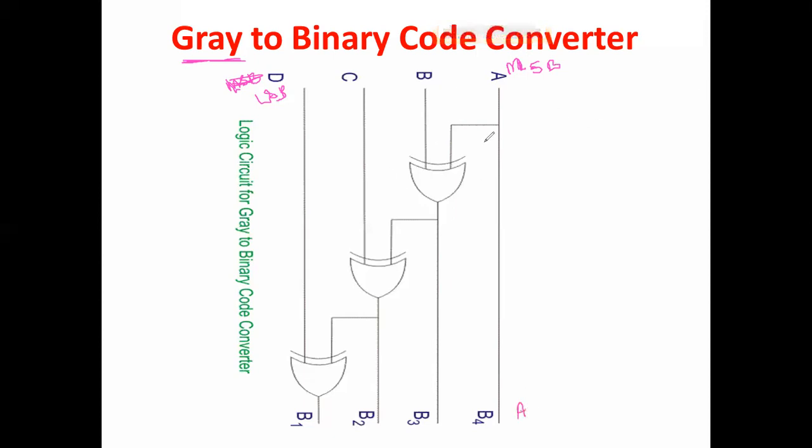And then make the XOR operation. Only a little different: it is the MSB XOR the result of the previous operation. Here the result of the previous operation means A, with MSB minus 1. This is the MSB minus 1. A and B. So here A XOR B. Similarly, you have to proceed till the LSB, that is the gray code to binary conversion.